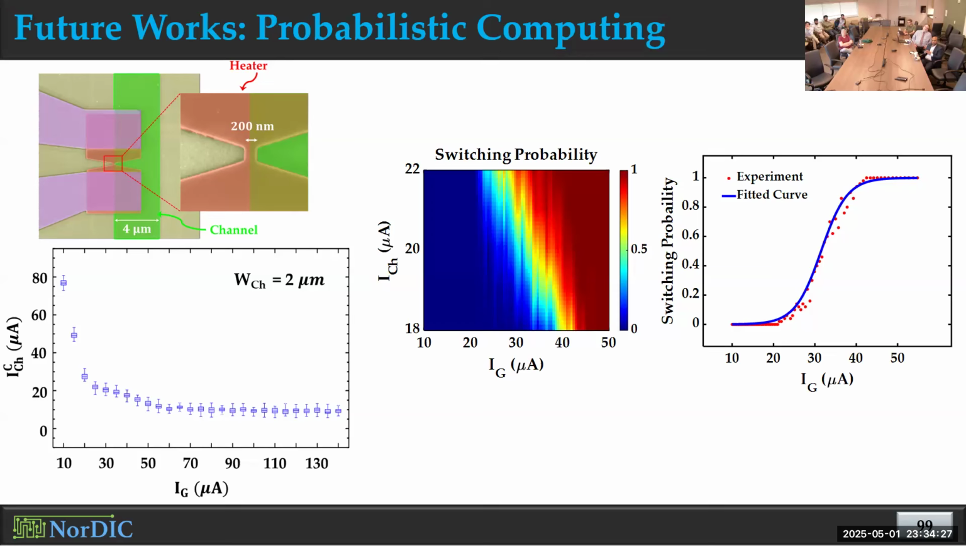And again, because of this extreme energy efficiency of superconducting heater fraction, we will have better energy efficiency and better speed compared to any other probabilistic computing technology that we have.